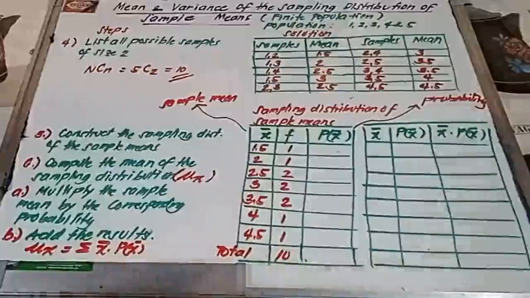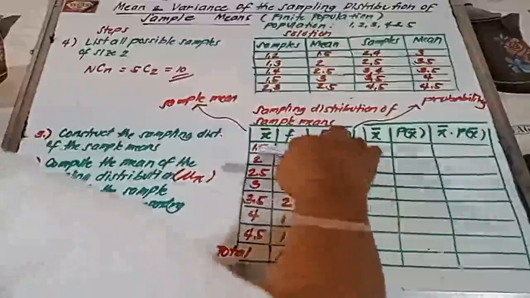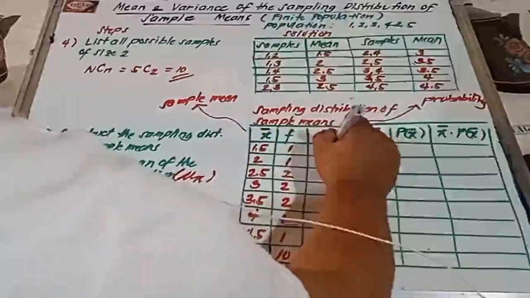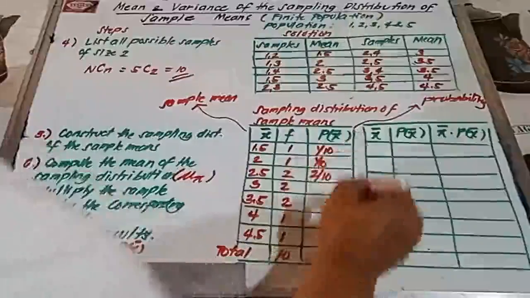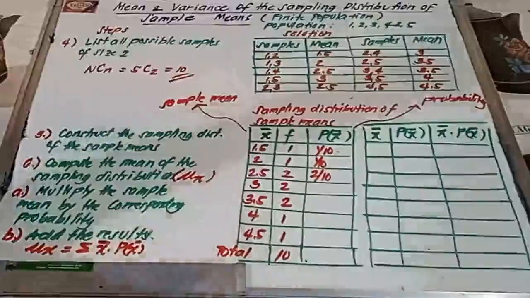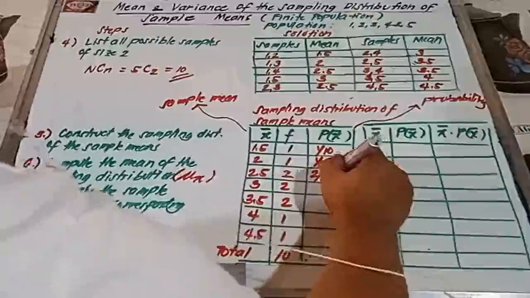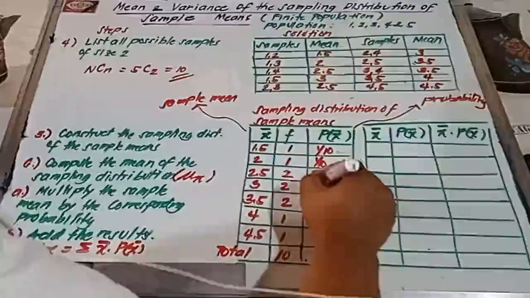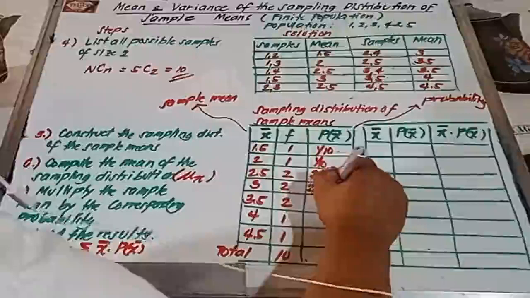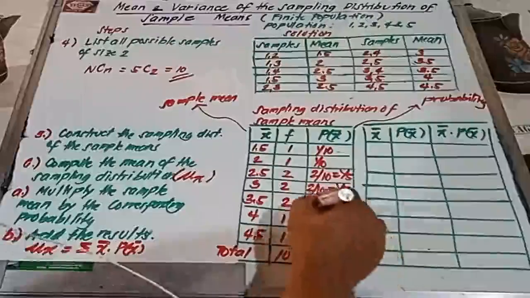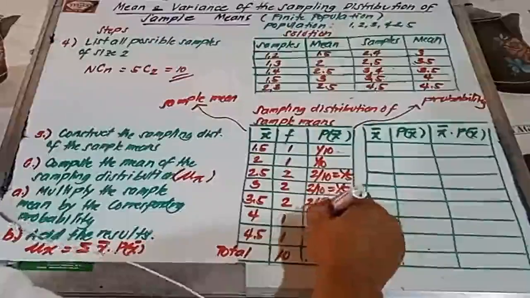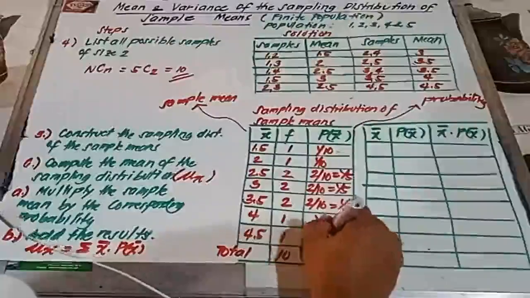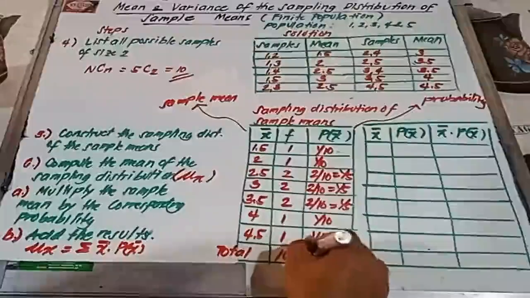Okay. Kunin natin yung probability niya. So, 1 over 10 ito. 1 over 10. 2 over 10, or that's equal to 1 over 5. This is 2 over 10 or equal din sa 1 over 5. And then this is 2 over 10 equal din sa 1 over 5. This is 1 over 10, 1 over 10. Okay? So total probability is 1.00.